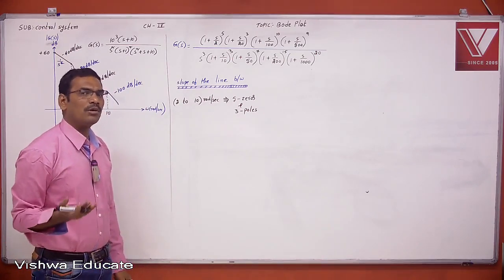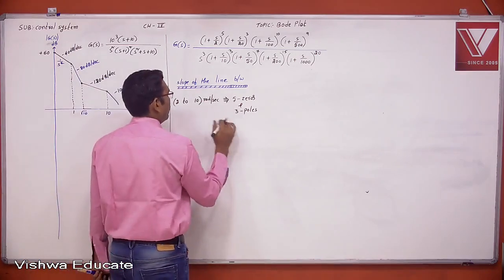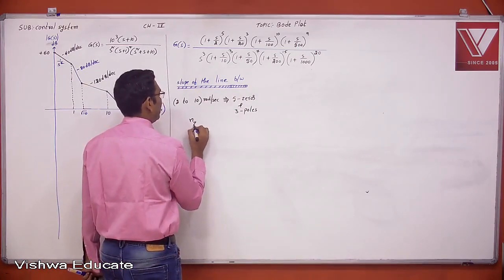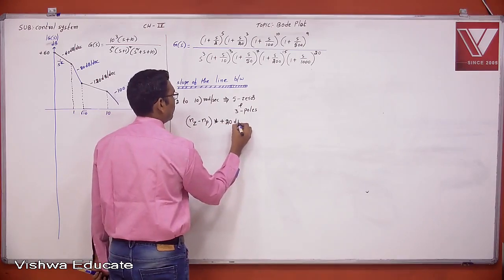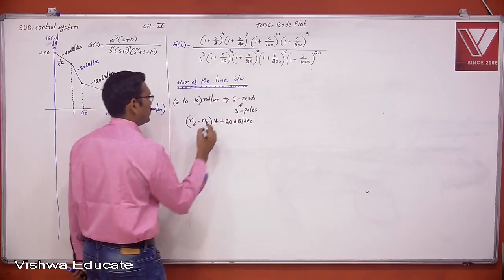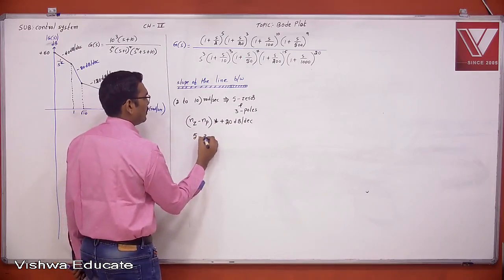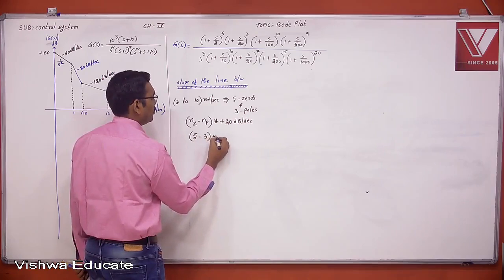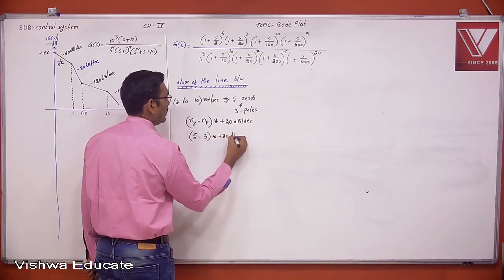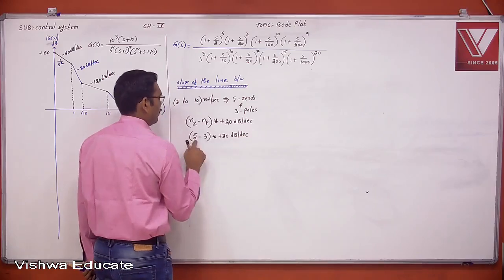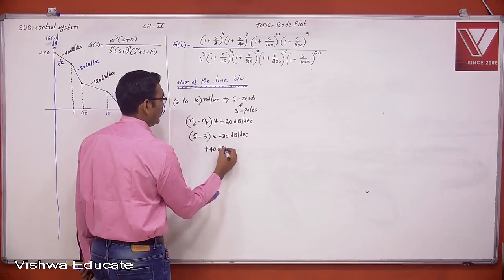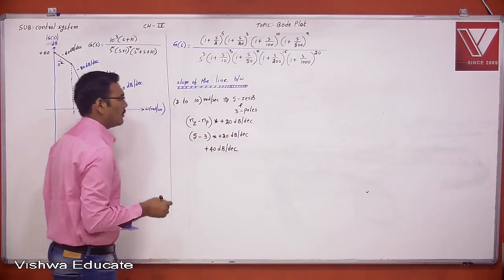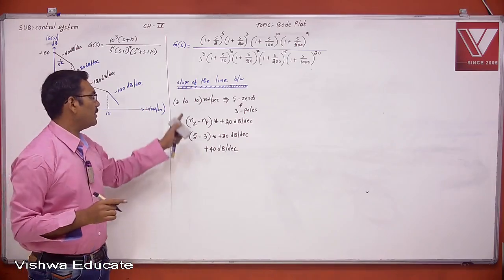So I am already saying that if zeros are more, zeros minus poles. If poles are more, poles minus zeros. Therefore, now zeros are more here. Therefore, NZ minus NP multiplied with plus 20 dB per decade, which is nothing but zeros are 5, poles are 3, 5 minus 3 into plus 20 dB per decade, which is 2 into plus 20, so plus 40 dB per decade. Now this is the slope of the line between 2 to 10.